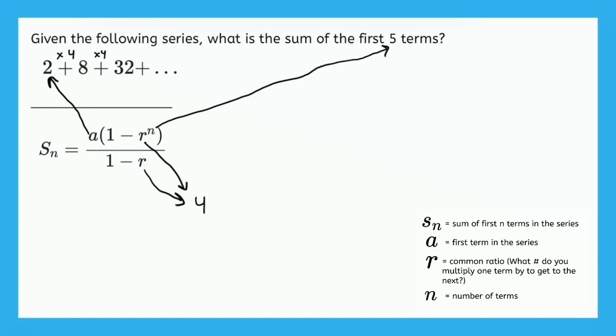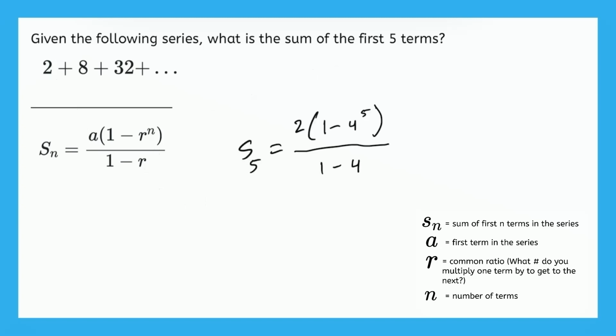So now let's rewrite this right side of the formula with all those variables replaced by actual numbers. Now we have S sub 5 is equal to, instead of A we have 2, instead of r we have 4 and 4, and instead of n we have 5. So 2 times 1 minus 4 to the power of 5 all over 1 minus 4. Now what? Well, let's just simplify this entire right side of the equation, and that will give us S sub 5, or the sum of the first 5 terms.